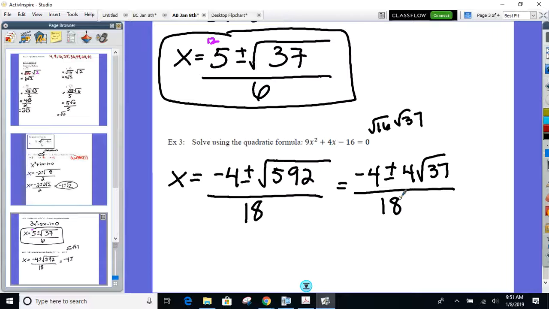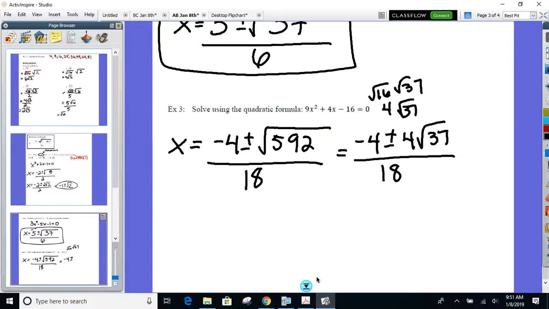What's the square root of 16? It's 4, not the square root of 4. Right? What's the square root of 16? 4. Not square root of 4, just 4. And then square root of 37. That's what it comes out to be when I simplify 592.